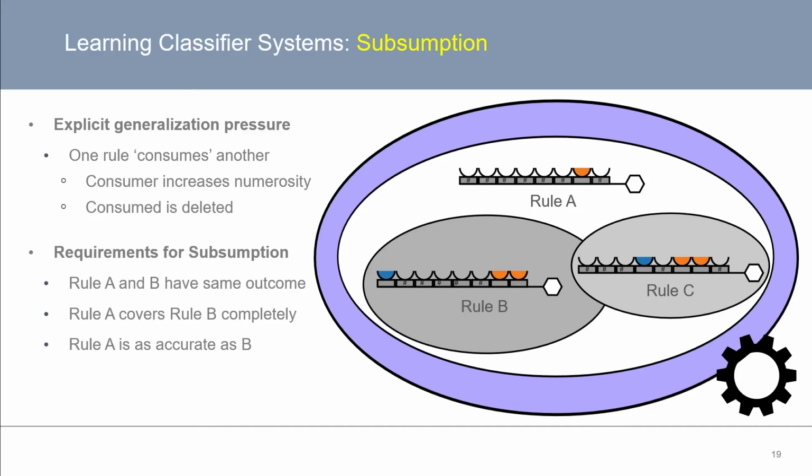In other words, it's an overfit rule. So we explicitly remove B from the population and give rule A a larger chance of survival and a larger voice in making model predictions by increasing its numerosity. Consider here that while rule A would be eligible to subsume rule B, it would not be eligible to subsume rule C, since it doesn't fully cover the same problem space.